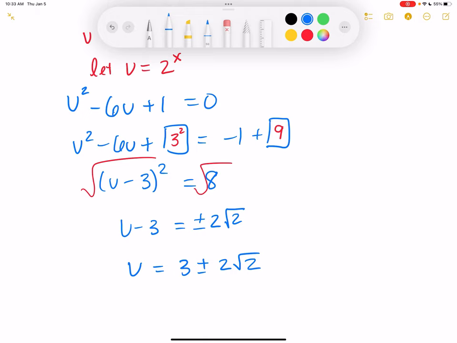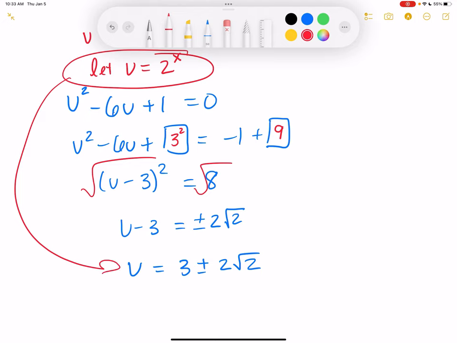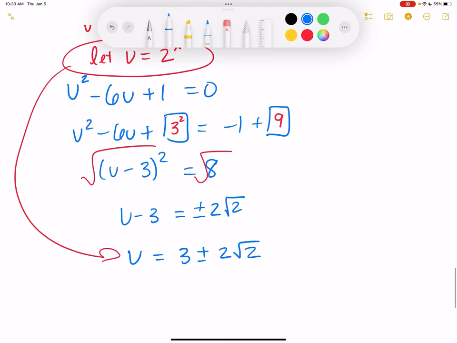Am I done? No, unfortunately. What do I need to do? Put the 2 to the x back in. So I have 2 to the x is equal to 3 plus or minus 2 square root of 2.